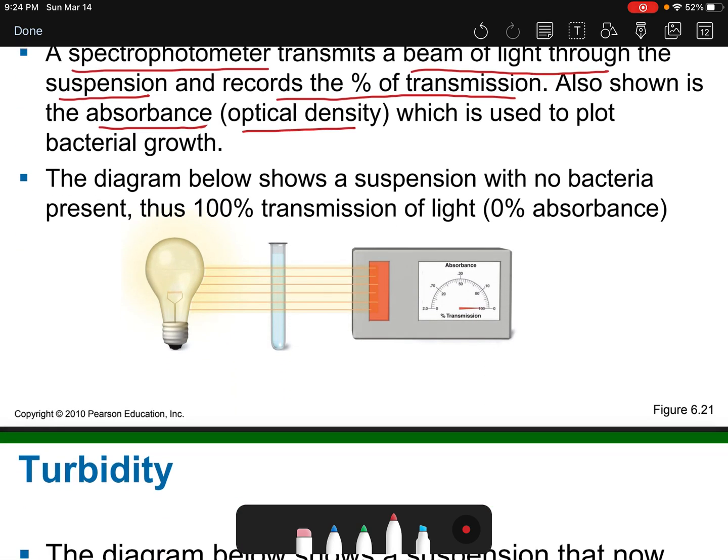So if you have no bacteria and it's totally clear here, all the light goes through, it's 100% transmission, but 0% absorbance. So it's able to transmit that light 100% all the way through, okay?